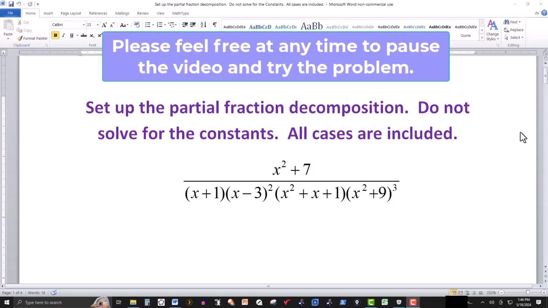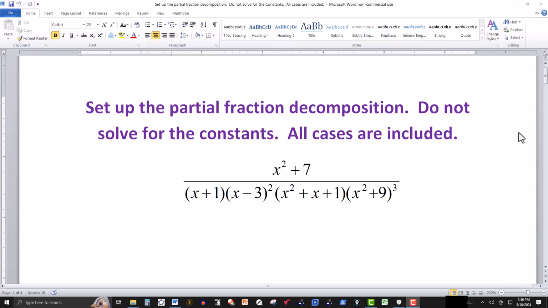In this video, we want to set up the partial fraction decomposition for this rational expression. We're not going to solve for the constants because that'll be pretty tedious in this case, and all of the different scenarios are included in this example.